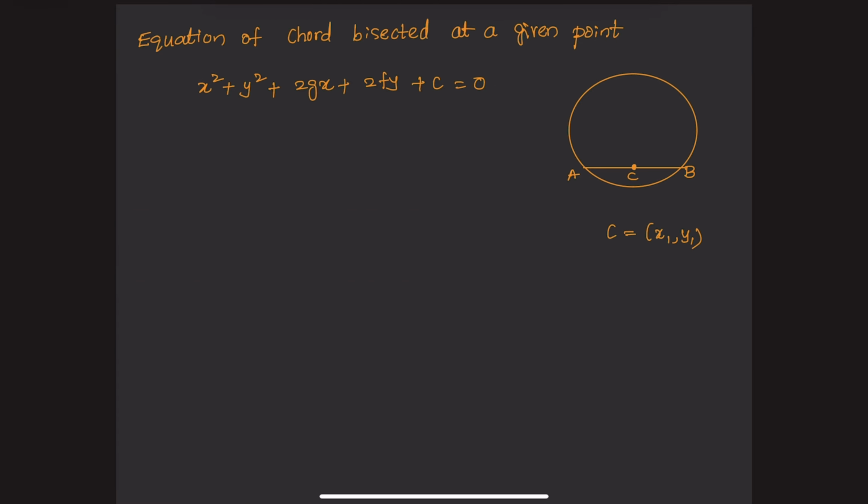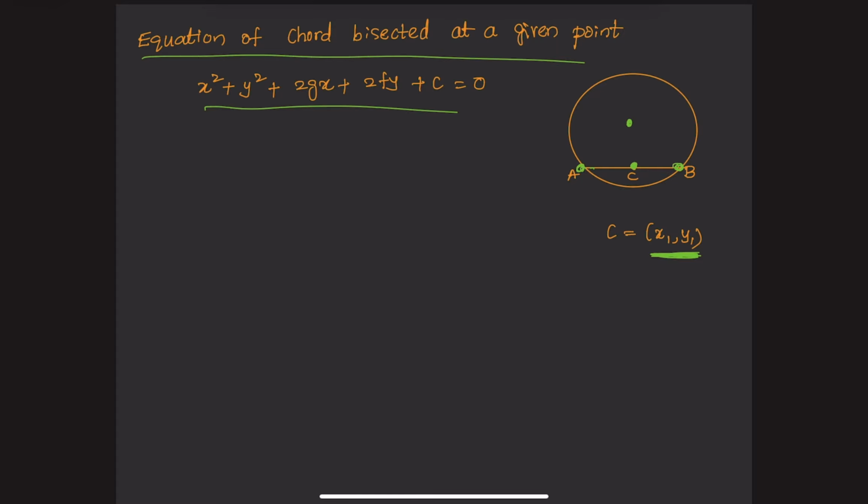So the next concept is equation of a chord bisected at a given point. So you have a generic circle and there is a chord. The endpoints of the chord are A and B, and C is the midpoint of this chord. Now, if C is given to you, how do you find the equation of this particular chord? The midpoint of the chord is given and you have to find the equation of the chord. So now let us start.